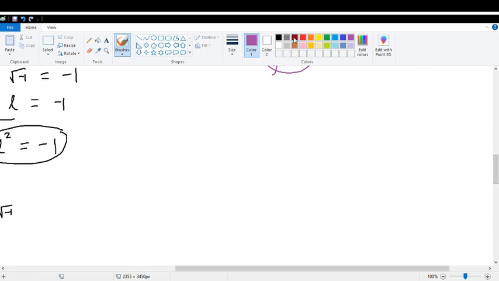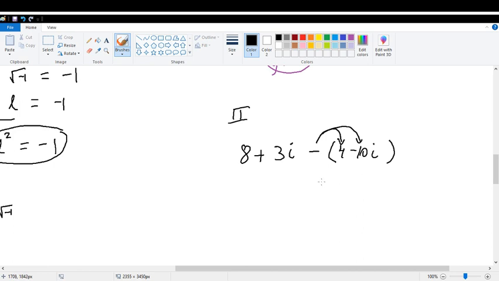Another example that we can look at is, let's say, actually let's do another one. Let's do 8 plus 3i minus 4 minus 10i. So what I have to do here is I have to distribute that negative. And so I get negative 4 plus 10i plus 8 plus 3i. Okay.